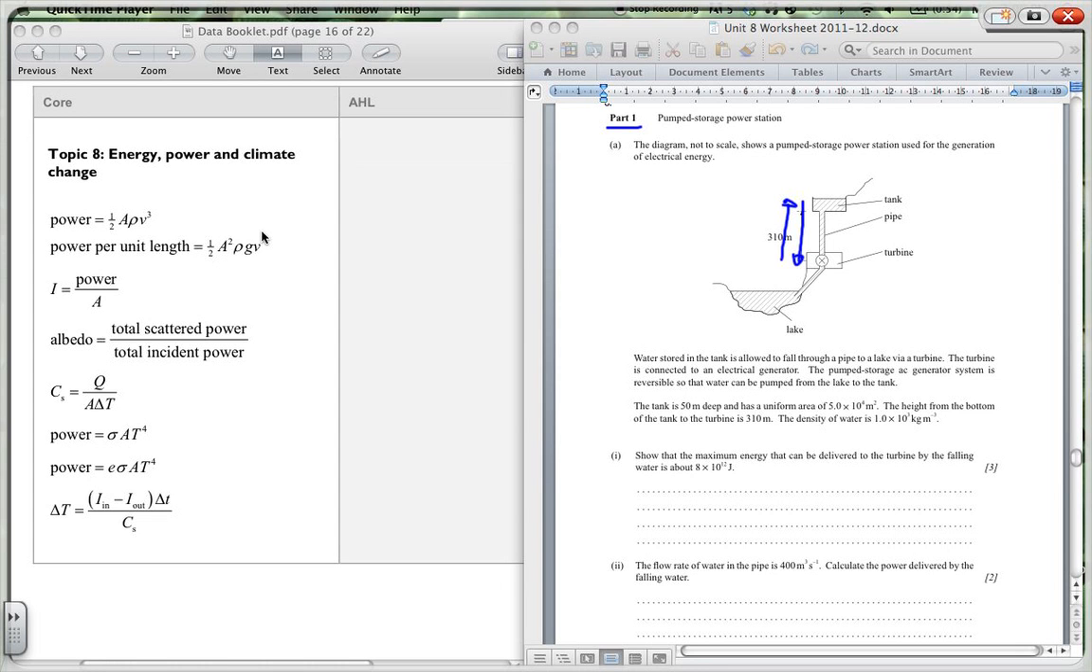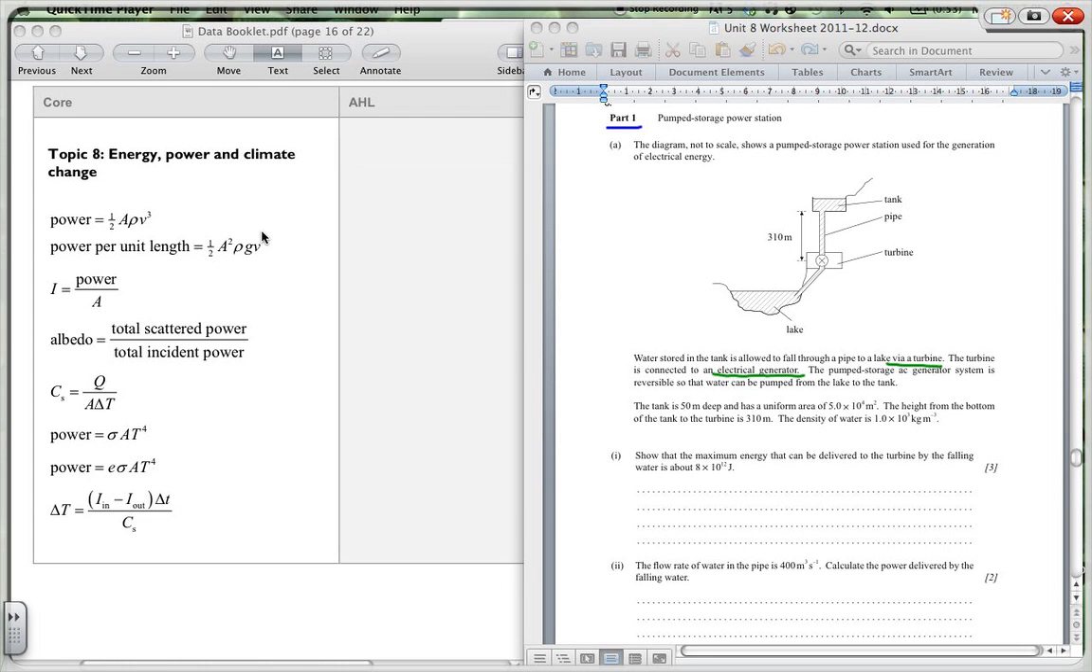So it's often used when you have off power times, when there is extra power available. That is when the water is pumped up, and then when it's peak times, when you need maximum electrical energy output, it is allowed to fall through the turbine. So it's almost like a battery system. So water stored in a tank is allowed to fall through a pipe to a lake via a turbine. The turbine is connected to an electrical generator.